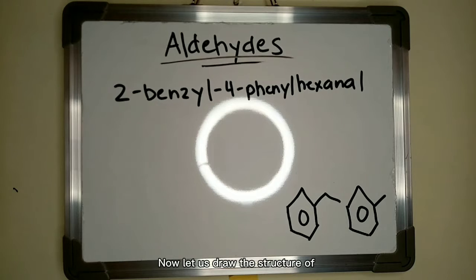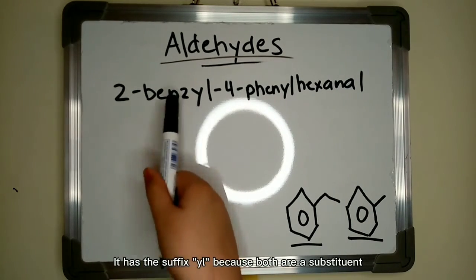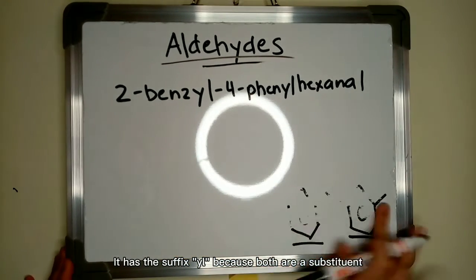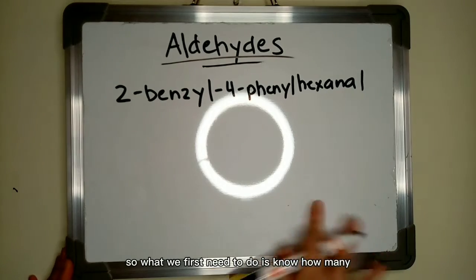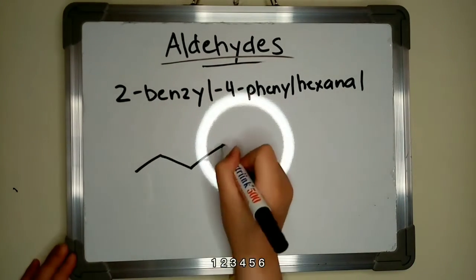Now let us draw the structure of 2-benzyl 4-phenyl hexanal. Benzyl looks like this structure here, and phenyl looks like this structure here. It has the suffix "yl" because both are substituents. So what we first need to do is know how many carbon chains there are. So hex, it has 6 carbons: 1, 2, 3, 4, 5, 6.